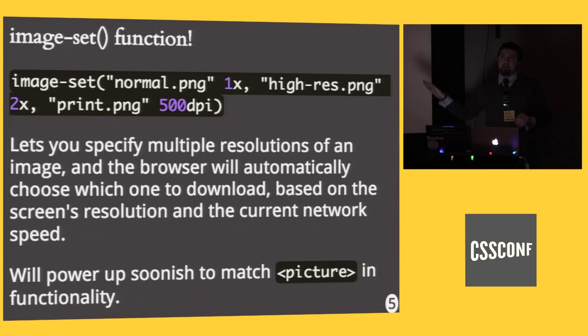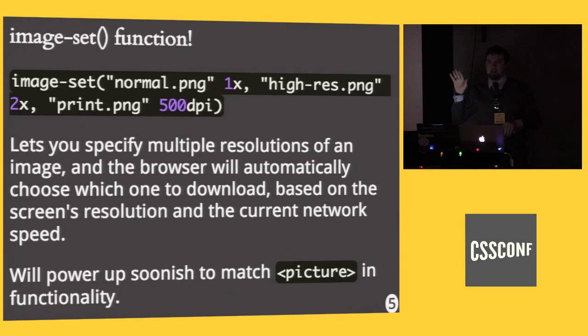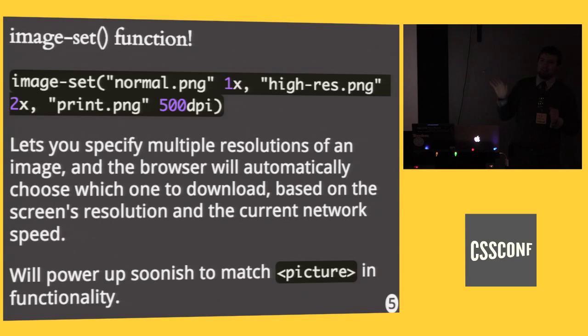Next up is the image set function. This has been around for a while. It was introduced by WebKit before Chrome forked from the code base. If you're familiar with the picture element and the image source set attribute that I've also worked on a bit, this does similar functionality. Right now it does just the basic stuff. You give a URL, you give a density, and it chooses which one it wants to load based on the user's screen and then potentially other things, their connection speed, etc.